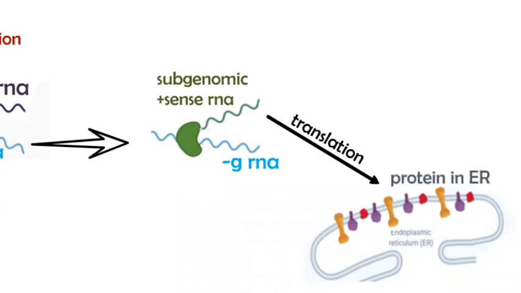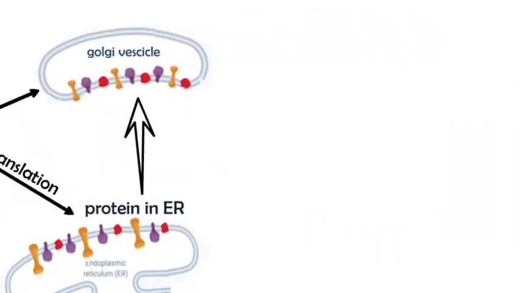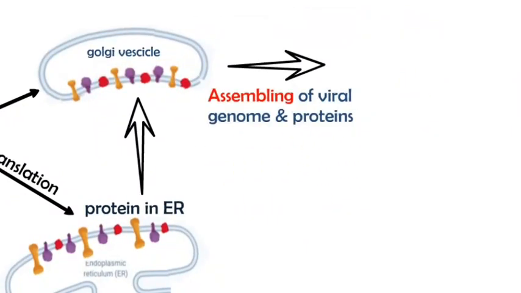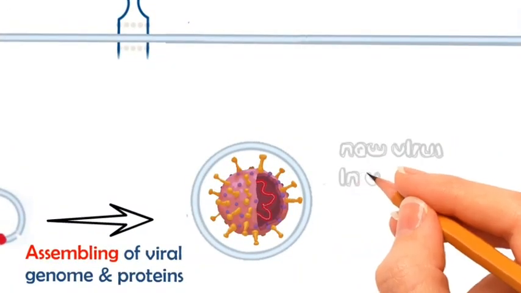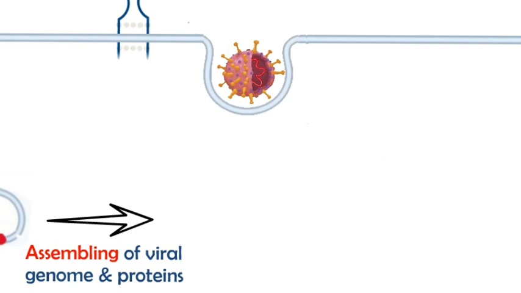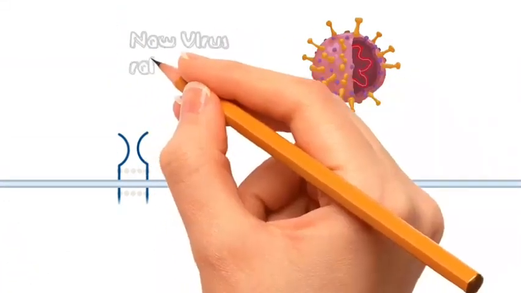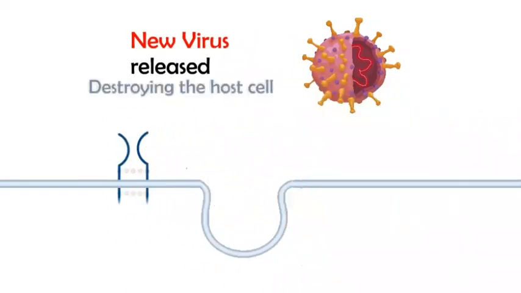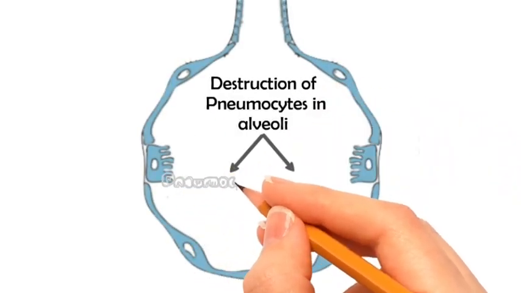This on translation produces the viral proteins in the endoplasmic reticulum, and the assembly of the viral genome and protein occurs in the Golgi vesicle, producing the virion, which is released out of the host cell through exocytosis, resulting in destruction of the host cell and the release of the new virus. There is destruction of the pneumocytes present in the alveoli.